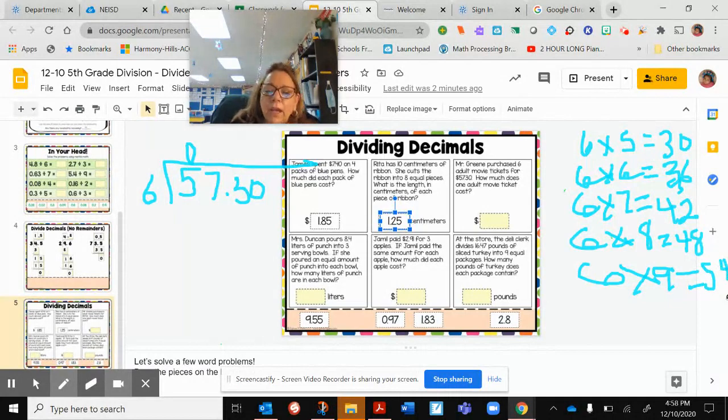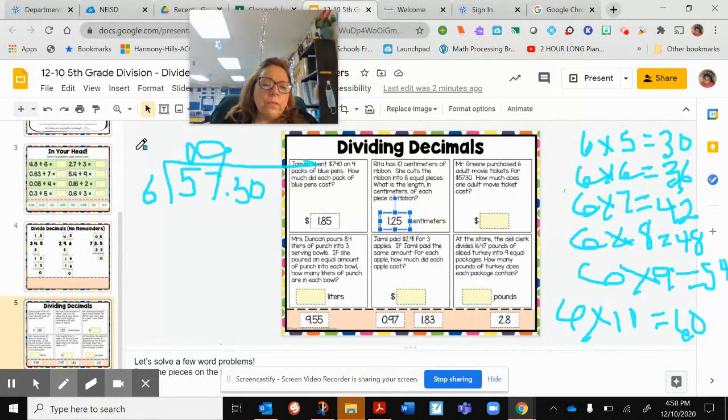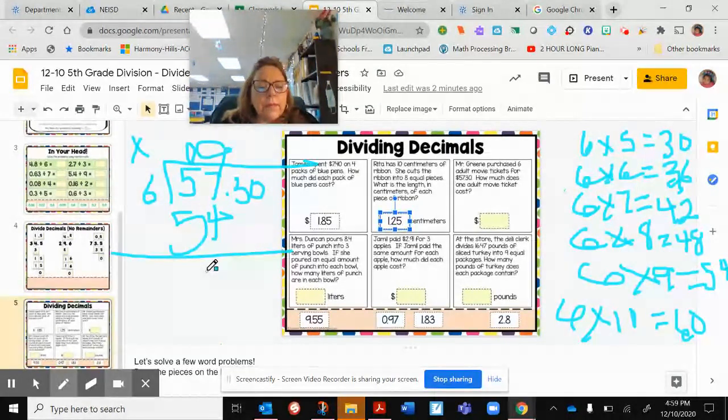Is that the most I can go? I think so. I don't think I can put another group in. Let's see. 6 times 10, that's 60, so it's too big. So I'm going to have 9 that can go into each group. And I know that that's already 54 because I worked out my problem. And that makes it 3.